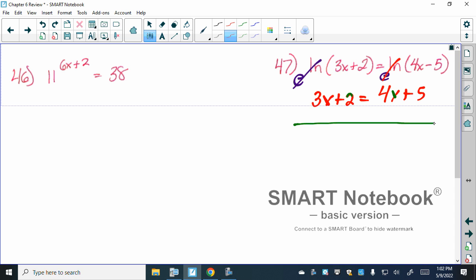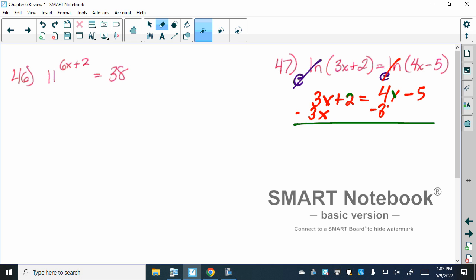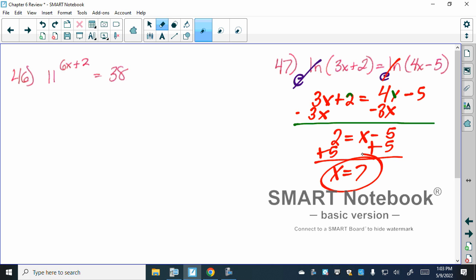Or sorry, no, that should be minus. That should be minus. Yes. So we could subtract 3x from both sides first, telling us 2 is equal to x minus 5. Add 5 to both sides, telling us x is equal to 7. Because if the logs are the same, then what's inside the logarithm has to be the same as well.